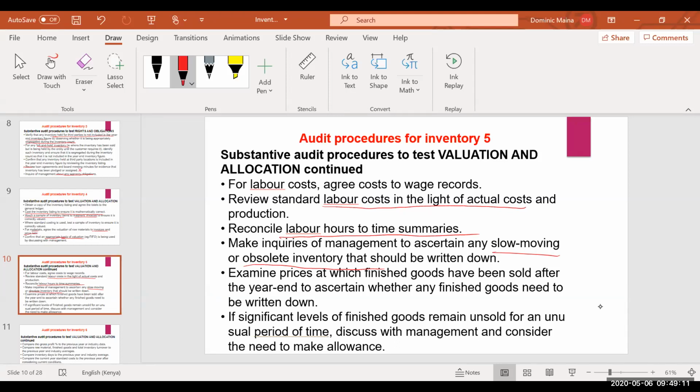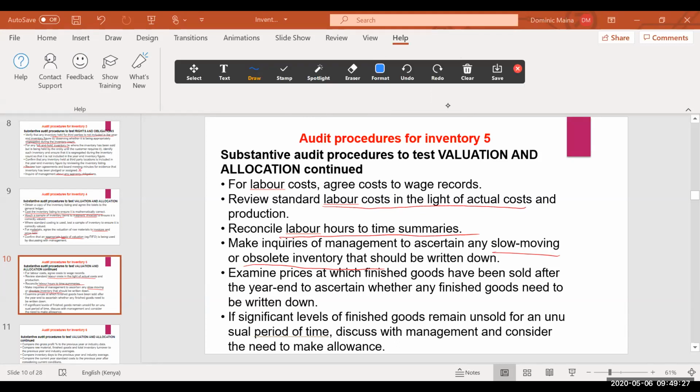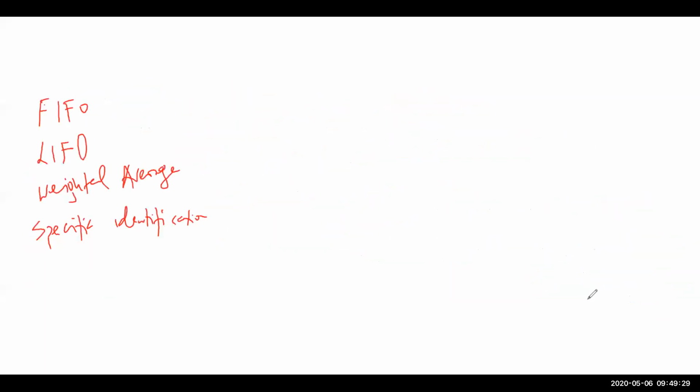Examine the price at which the finished goods have been sold after the end date to ascertain whether any finished goods need to be written down. This relates to events after the reporting period, which I think you have already discussed.